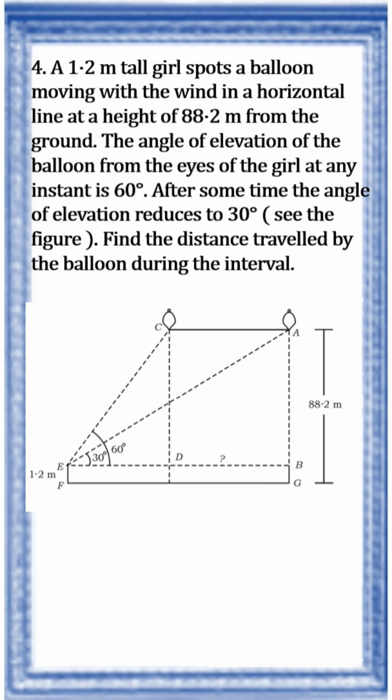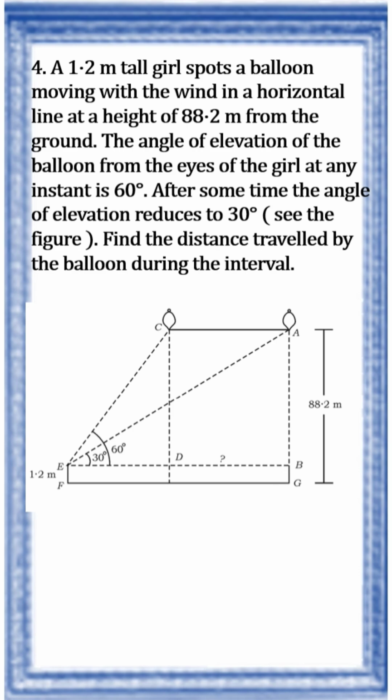A 1.2 meter tall girl spots a balloon moving with the wind in a horizontal line at a height of 88.2 meter from the ground. The angle of elevation of the balloon from the eyes of the girl at any instant is 60 degrees. After some time, the angle of elevation reduces to 30 degrees. See the figure. The figure has been given. Find the distance travelled by the balloon during the interval.